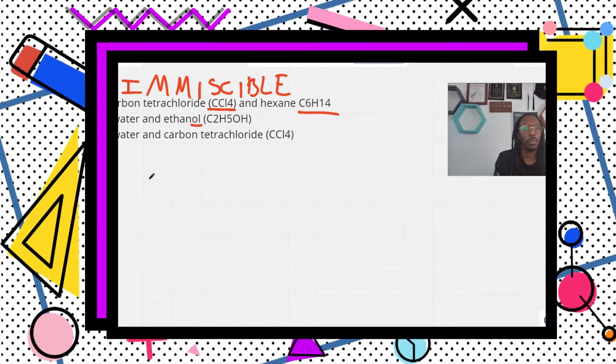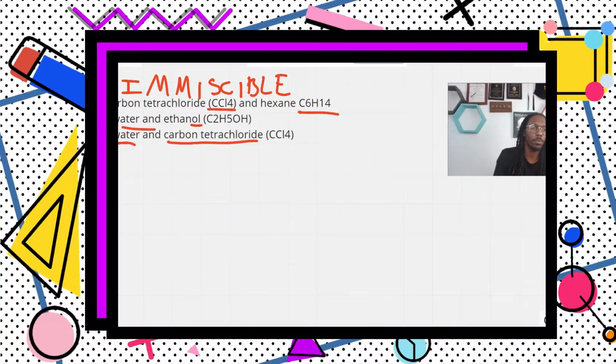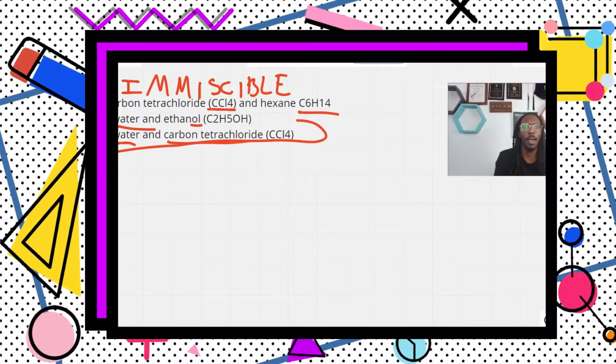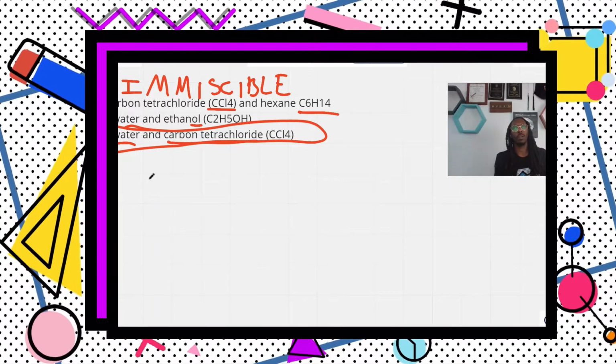What about 3? We got water. We just explained that water is a polar molecule. Carbon tetrachloride, we just explained that this is a nonpolar molecule. So polar and nonpolar molecules do not like to dissolve within each other. These two are actually immiscible. And if you guessed the last one, number 3, you are on a roll. If not, it's okay. We still got one more to go.